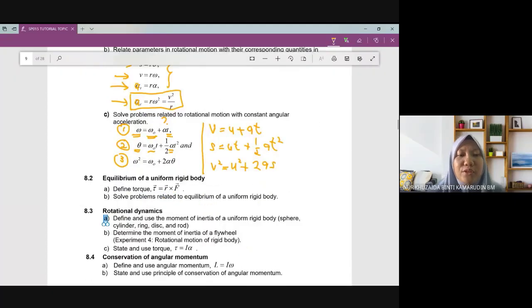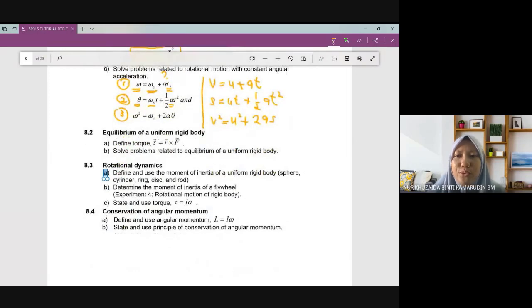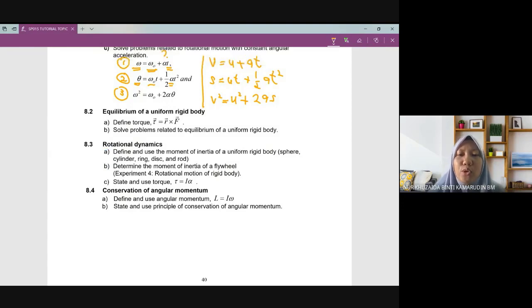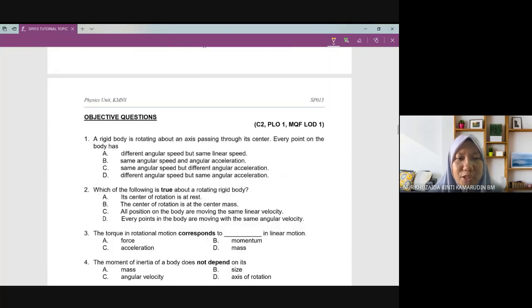So now let's continue to 8.2. So nampak dekat sini sikit je dia punya information: Equilibrium of a uniform rigid body. So the first one, define torque, tu yang kita dah selesaikan dalam lecture. Kemudian solve problems related to the equilibrium of a uniform rigid body. So yang ni kita akan terus pergi kepada soalan.